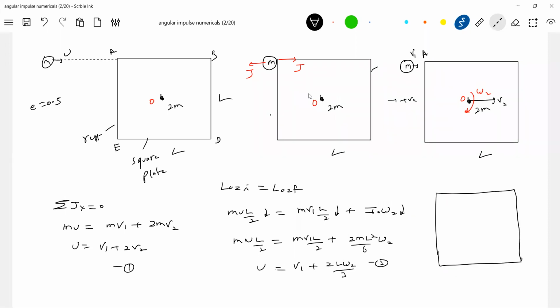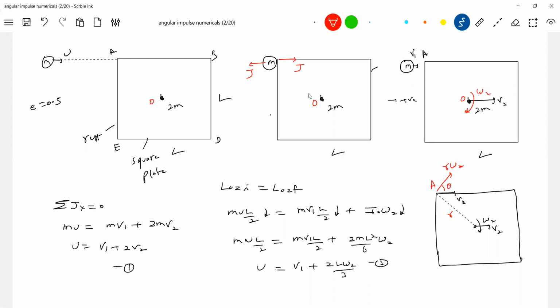Check carefully. So this is the V2 and also angular velocity omega. Because of that, it will have V2 and also tangential velocity. Call this R omega 2. And this angle will be theta. It will be 45 degrees.